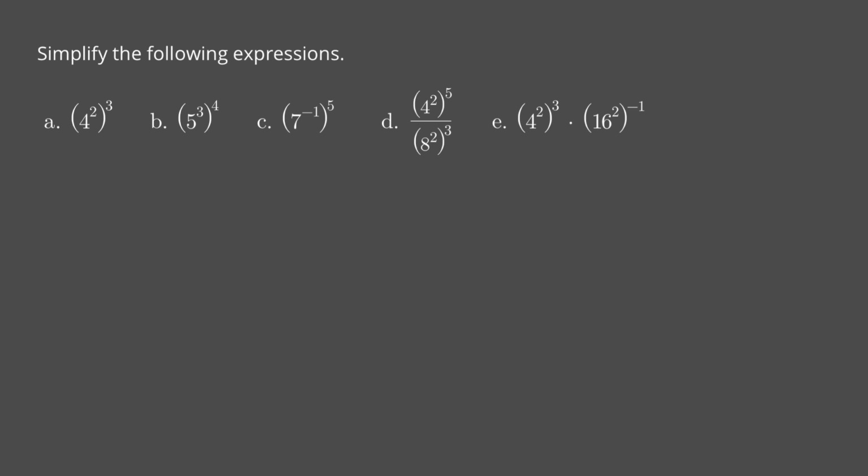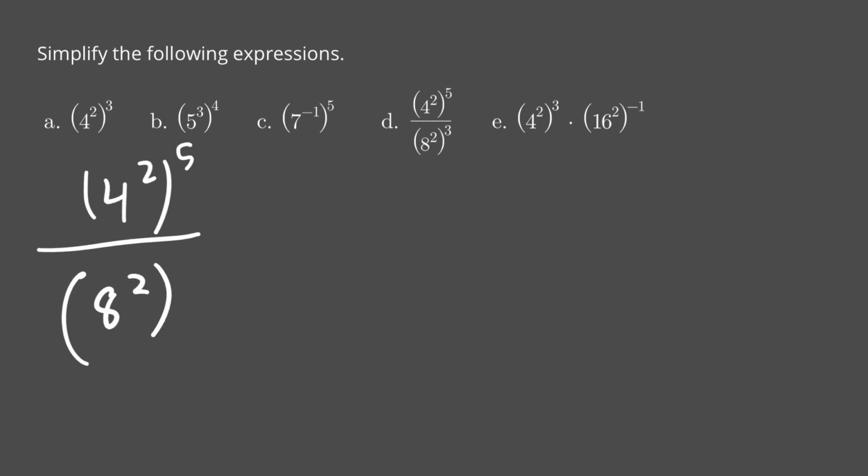Moving on to part D, we can see that it's getting a little bit more complicated. So let's write this out. We have 4 to the power of 2, all to the power of 5, divided by 8 to the power of 2, all to the power of 3. Like you know from order of operations, we want to simplify the parentheses first.